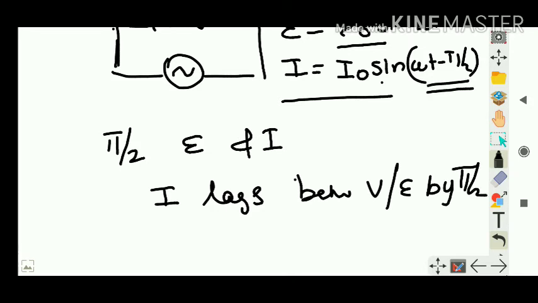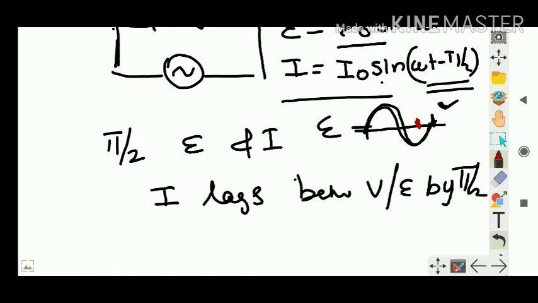That means once the EMF has started a cycle and reached a point here, at that time interval when the EMF has completed half a cycle, the current wouldn't have completed the same cycle. It would have reached only 90 degrees. That means it would have reached here only. That is, the current would have reached this much point only, by the same time interval. Clear?